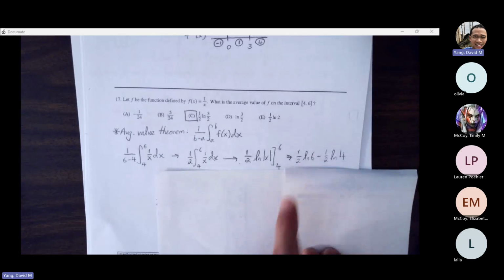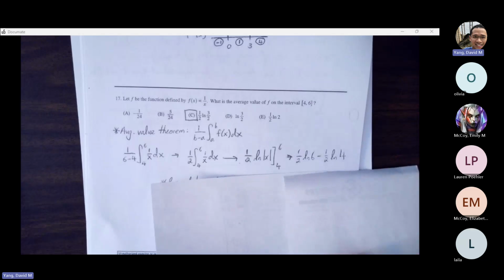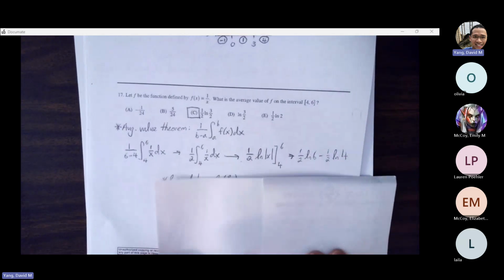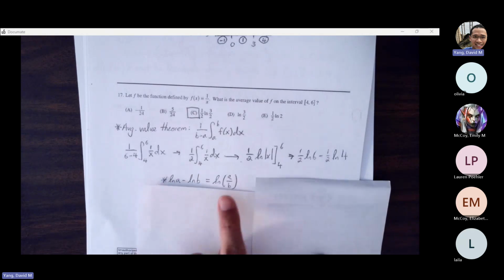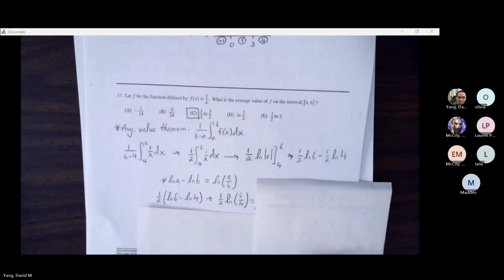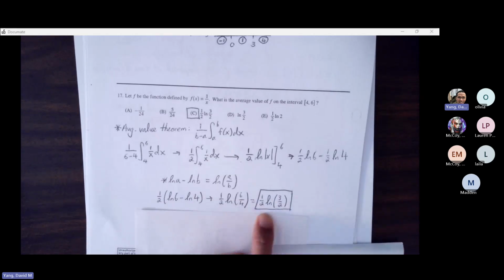So anytime we see natural log, we know there's that possibility of condensing using log properties, which is how sometimes they want to be presenting their answer. So there's a property that says natural log of a minus natural log of b is equal to natural log of a over b. This is the quotient property. So now I can factor that 1/2 out. And then natural log of 6 minus natural log of 4 is natural log of 6 over 4, which is 3/2.